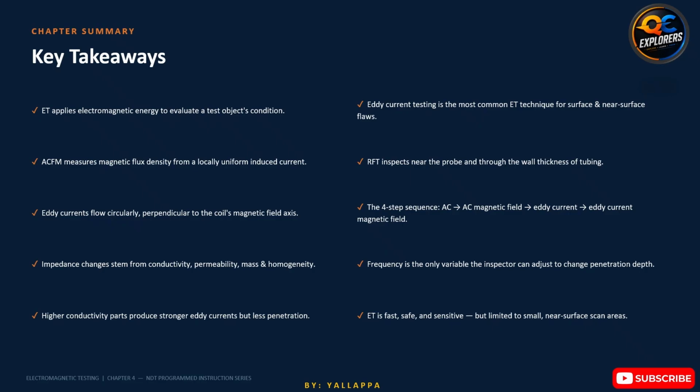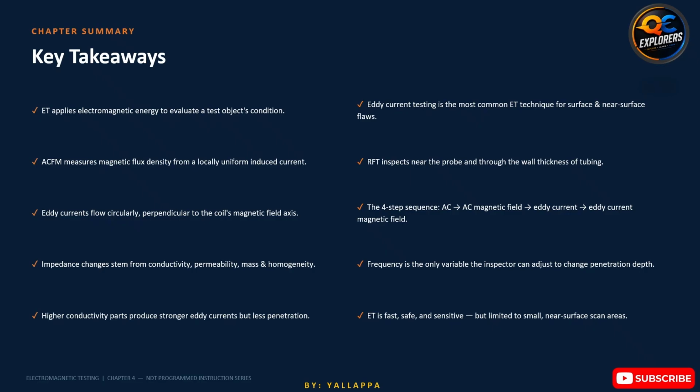We also introduced alternating current field measurement, or ACFM, which measures changes in magnetic flux density to detect and size surface-breaking cracks, particularly in welded structures. Another important technique is remote field testing, or RFT, which operates at lower frequencies and is capable of inspecting both the inner and outer walls of ferromagnetic tubes with nearly equal sensitivity.